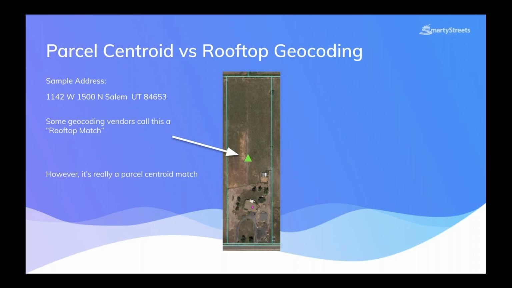They're calling Parcel Centroid matches rooftop matches. But you can clearly see here that it's not a rooftop match. The new SmartyStreets US Rooftop Geocoder gives this result down on top of where you can see the house. This is true rooftop geocoding, and this is what we're talking about for rooftop geocoding. So Parcel Centroid matches literally puts the address of that parcel, the location of that address right in the middle of the parcel, called the centroid.